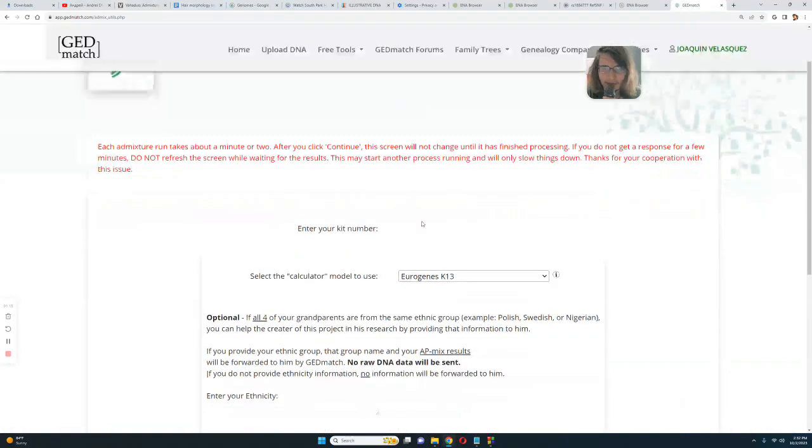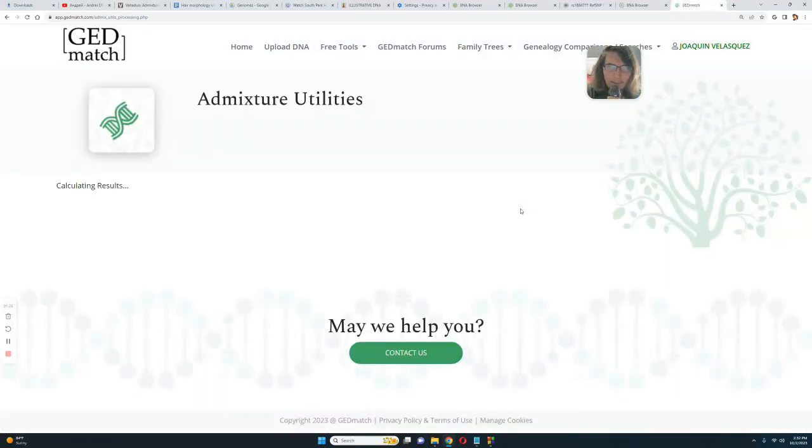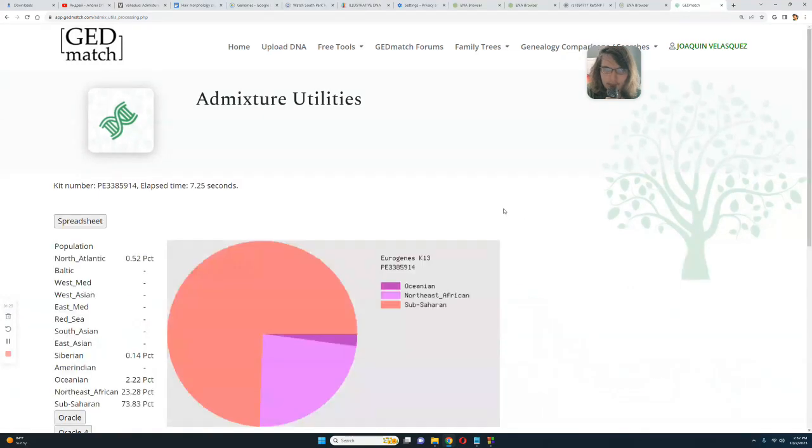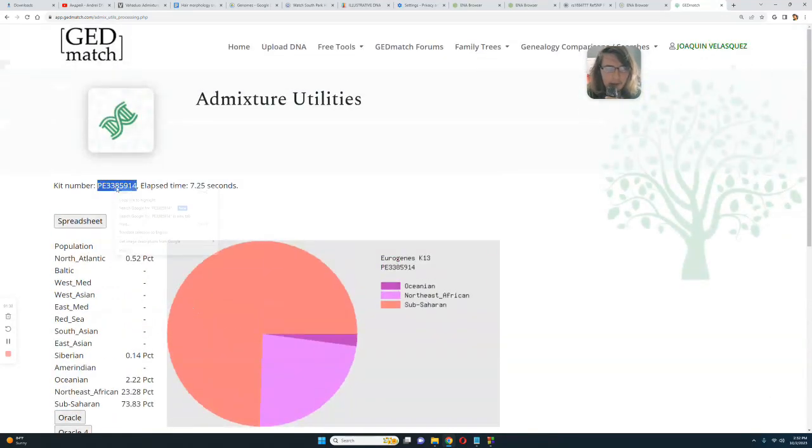Let's see what it's scoring with Eurogenes K14, right? Eurogenes K14 is scoring mostly sub-Saharan and Northeast African, which are both sub-Saharan African categories. Yeah, it's pretty much 100% sub-Saharan African. It's not scoring anything outside of Africa.